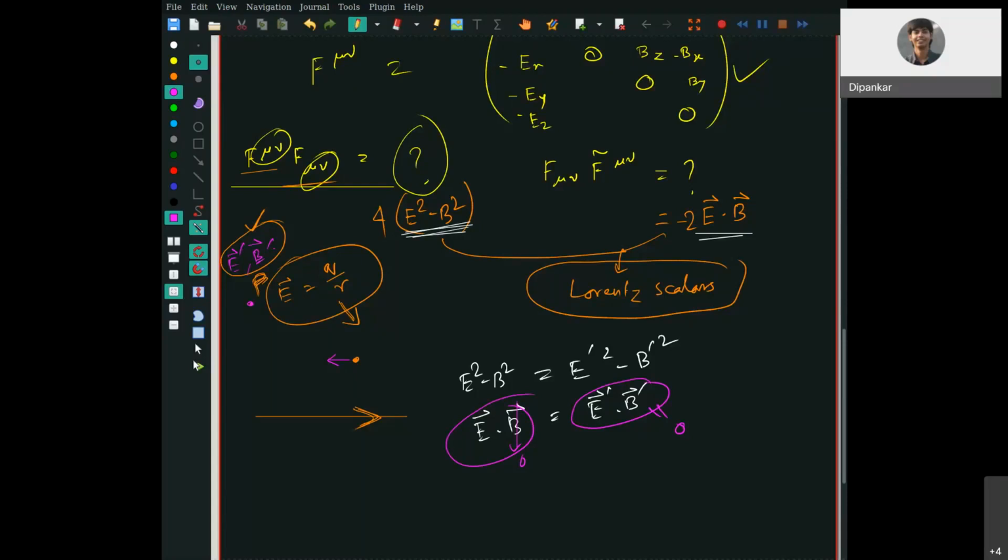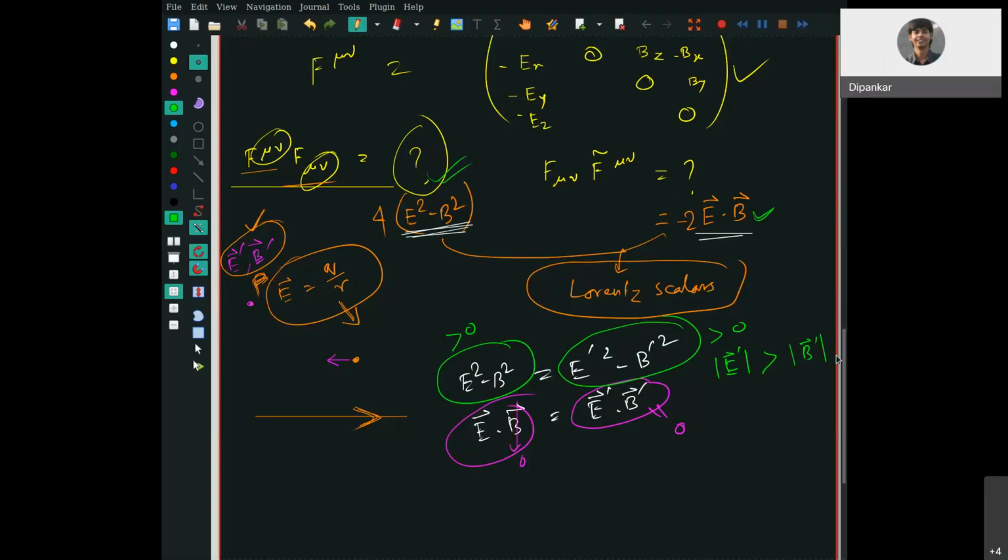You can also say that in the old frame, my E square minus B square was greater than 0. So in my new frame also, E prime square minus B prime square should be greater than 0. That means the magnitude of E prime should be greater than the magnitude of B prime. Okay, so these kinds of things you can already say without doing any calculation if you remember these quantities.